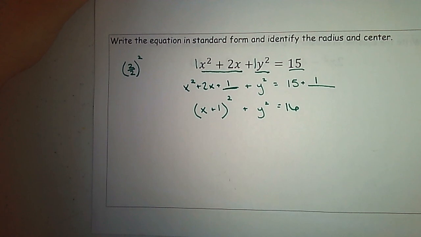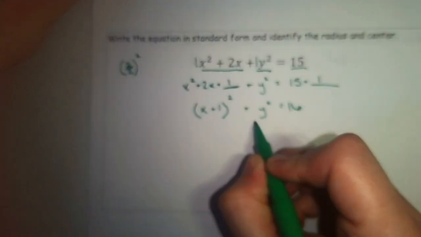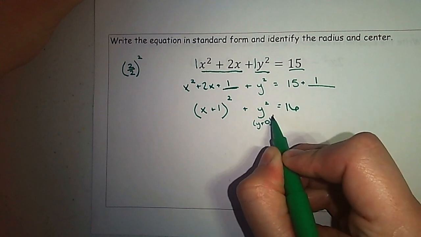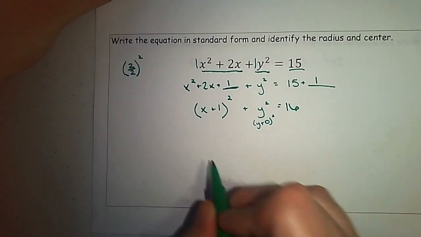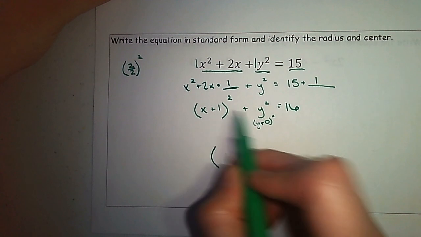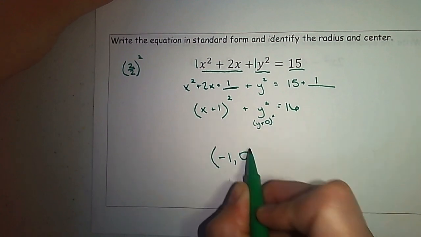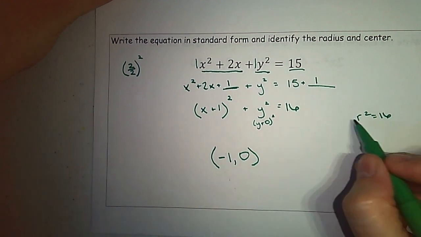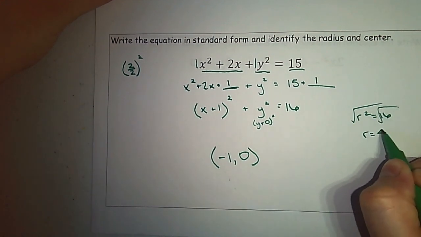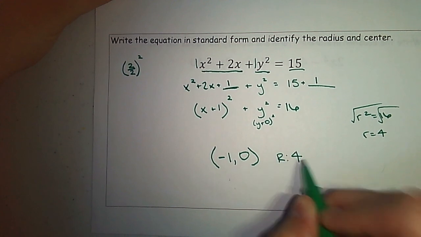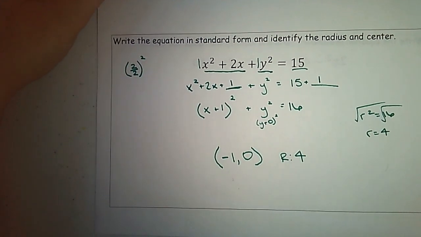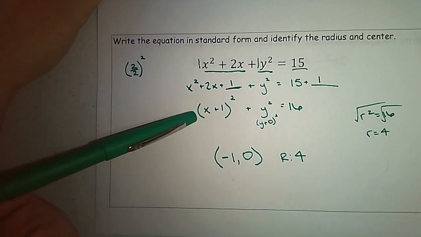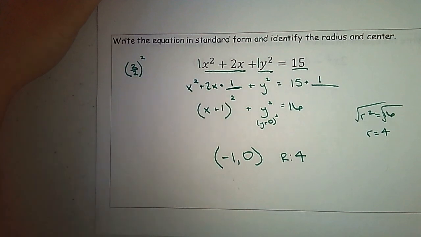So my center then, keep in mind I could technically write that as this. It would be the same thing. My center then is the point (-1, 0). And my radius, r squared is equal to 16, so my radius is going to be 4. Look at that. So notice when we're completing the square, that's all the farther we needed to go. We didn't need to take the square root of both sides or anything like that.